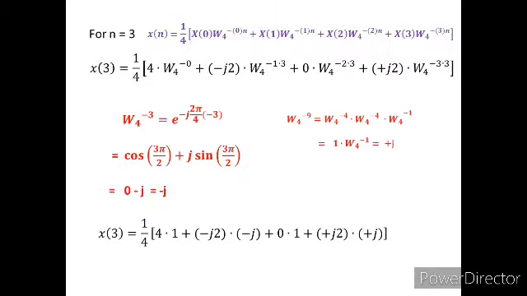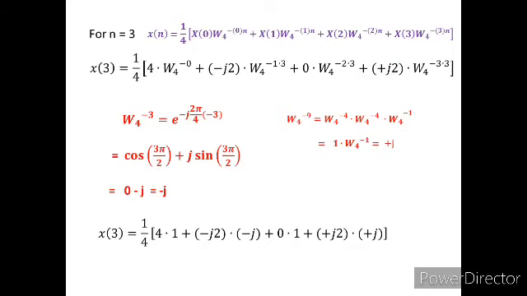So for n is equal to 3, substitute that. 1 by 4, 4 into W4 to the power minus 0 minus j2 into W4 to the power minus 1 into 3, 0 into W4 to the power minus 2 into 3 plus j2 into W4 to the power of minus 3 into 3. What is W4 to the power of minus 3? We have got cos 3 pi by 2, which is 0, and j sin 3 pi by 2 is minus 1, so it becomes minus j. The other term is 0, no need to worry.